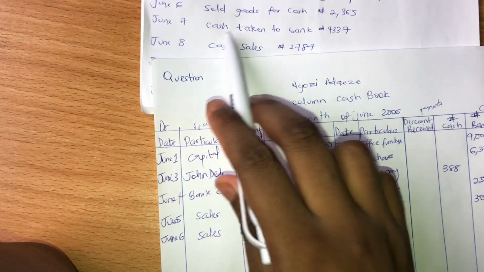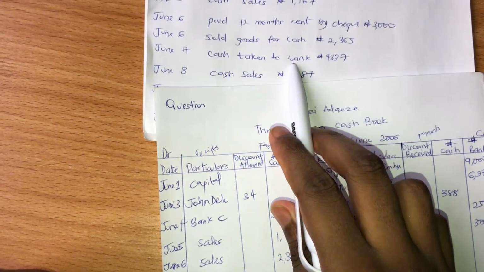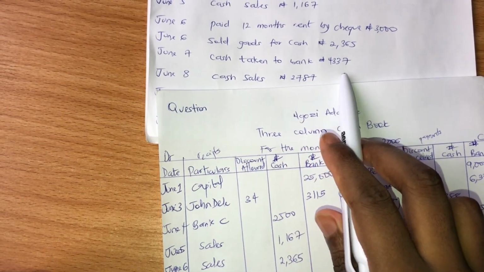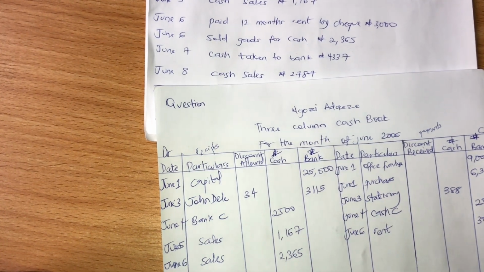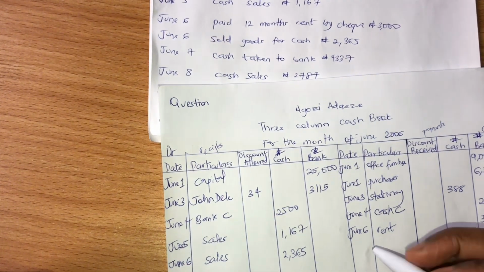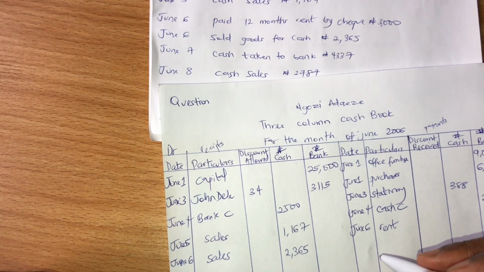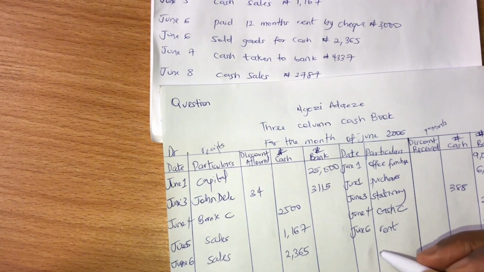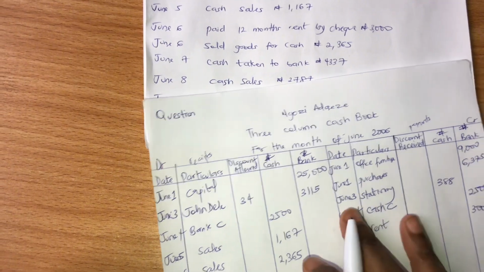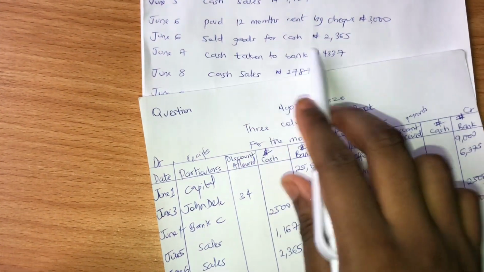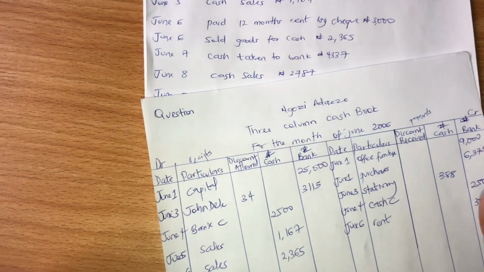So June 7, cash taken to bank, 4,337 naira. So the cash taken to bank is 4,375 naira. There is a contra entry here as well because it's requiring bank and cash entries. When they take cash to bank, the amount in bank is increasing, so it will be debited.